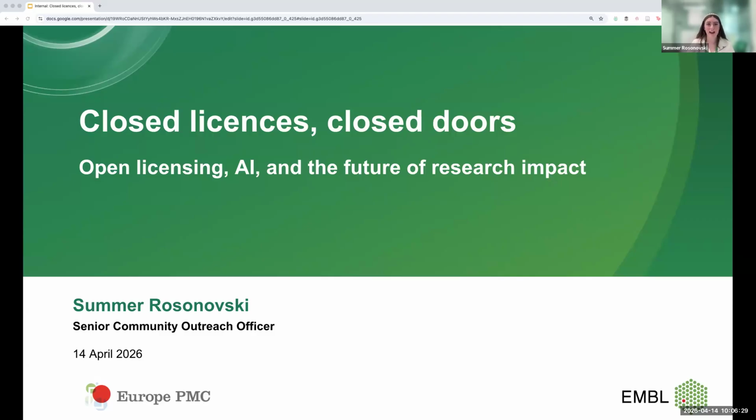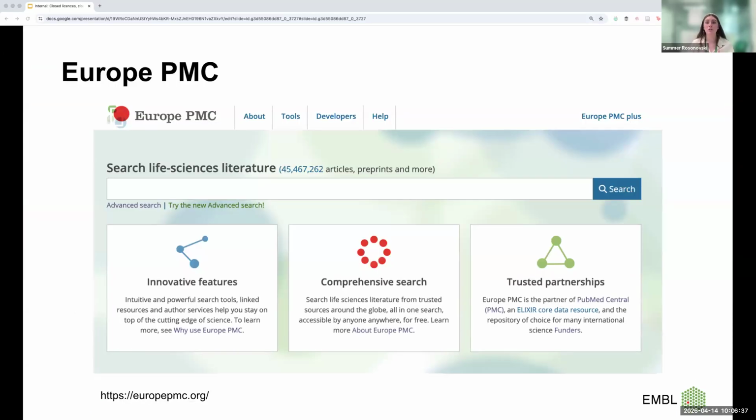I'm Summer Rosonovski and I'm the Senior Community Outreach Officer, and today I'll be going over what Europe PMC is and a brief introduction of the licenses. So Europe PMC is an open database of global life science literature. It provides a stable and permanent digital repository of global life science content, and it's freely accessible for anyone, anywhere in the world.